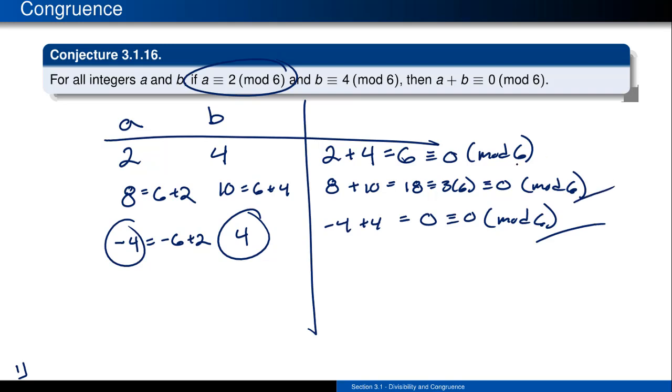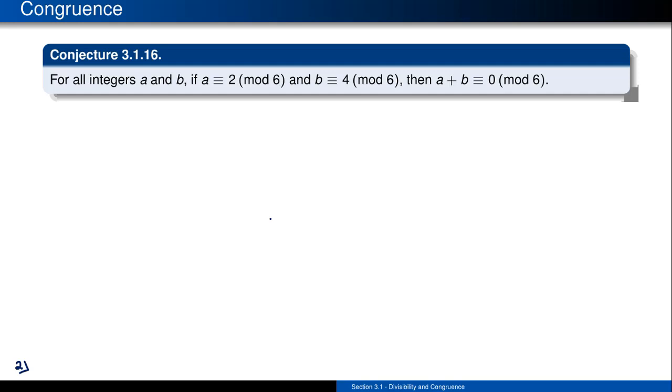So in all three of these situations, it does appear that the sum of these two things, this a plus b, is constantly kicking out something that's 0 mod 6. So what I want to start to do is think a little bit about why this might actually be true. What's happening in this case is really just an application of what the definition of this says and what the definition of that says.